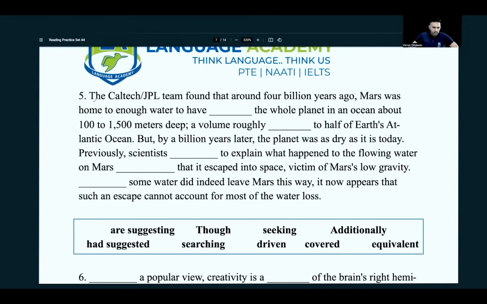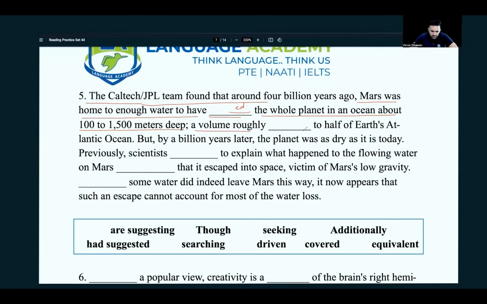The Caltech JPL team found that around 4 billion years ago, Mars was home to enough water to have dash the whole planet in an ocean about 100 to 1500 meters deep. The team found that around 4 billion years ago, Mars was home to enough water, means there was water on Mars, to have dash the whole planet in an ocean. Probably a word ending with ed over here, but let's read it first. To have dash the whole planet in an ocean about 100 to 1500 meters deep.